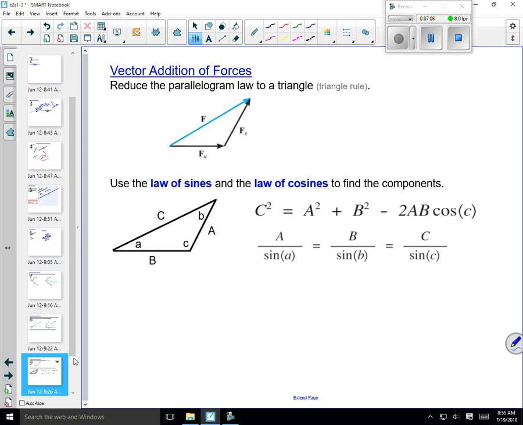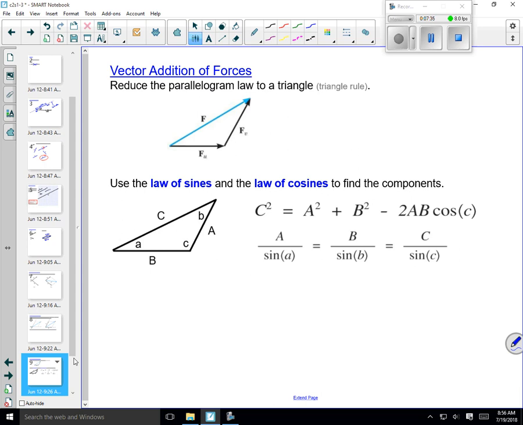Now, when I go about doing this, I reduce the parallelogram. Let's make it into a triangle. Here's those same vectors, F, Fu, and Fv, drawn as a triangle. You'll notice it's not a right triangle. Because it's not a right triangle, I can't use trigonometry. Trigonometry deals with right triangles. This is not a right triangle. So what I have to do is use the law of sines and the law of cosines. This is something you learn in geometry.